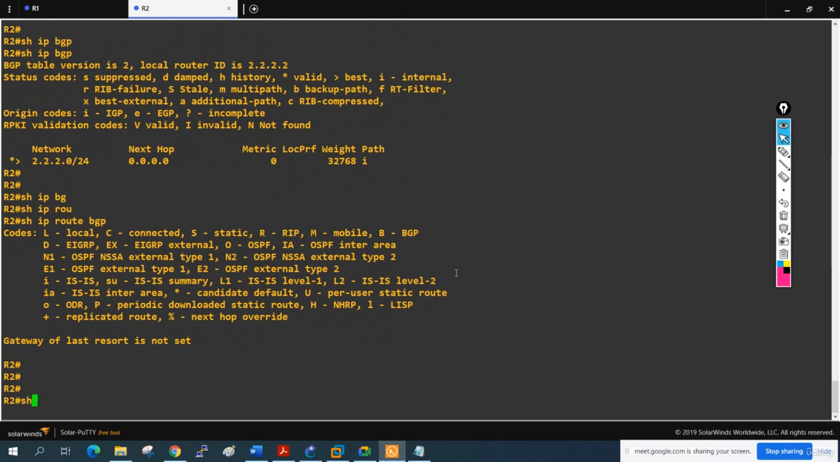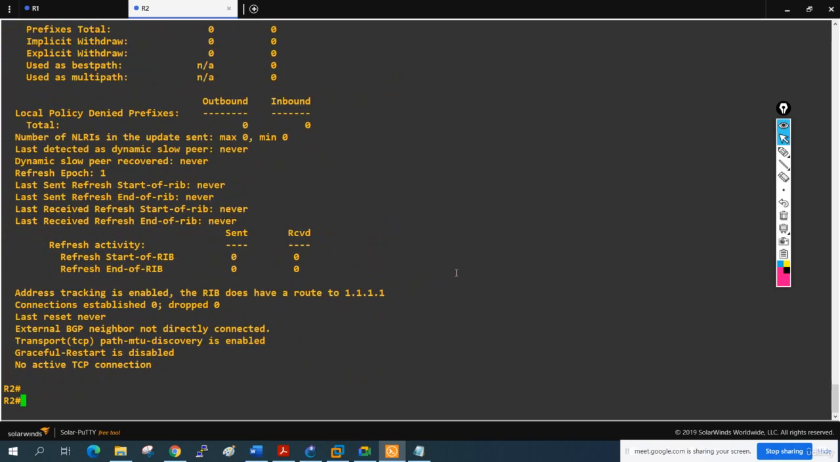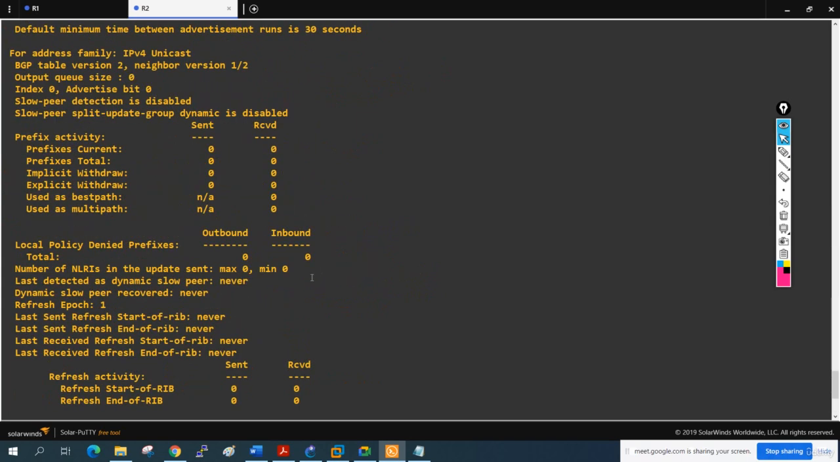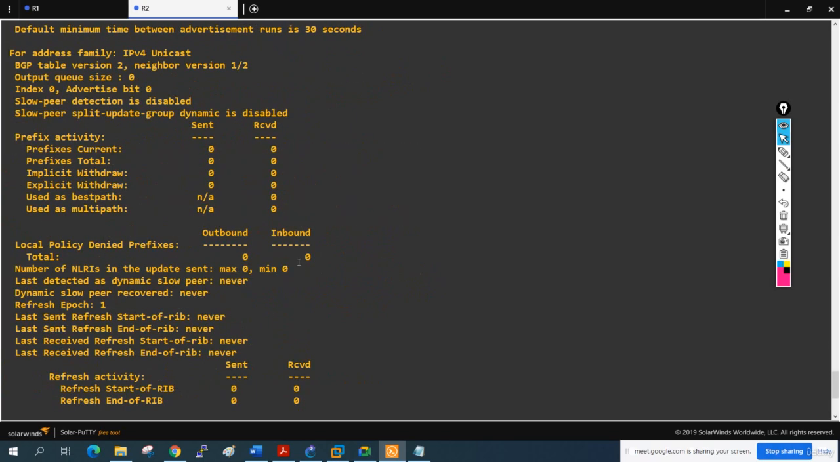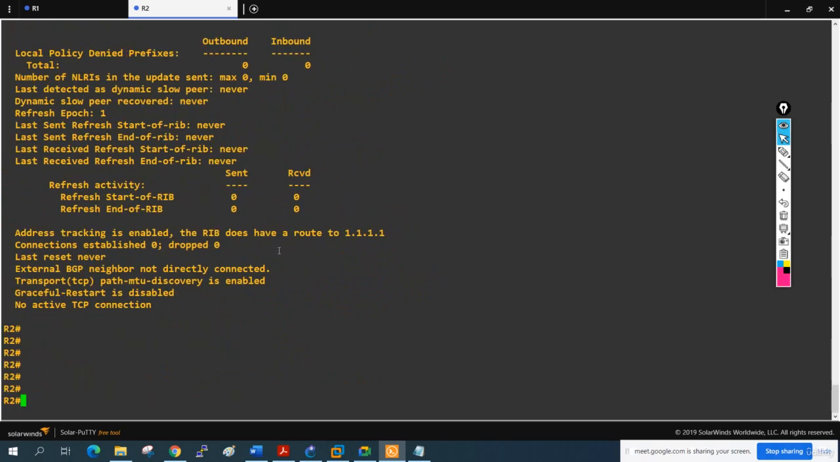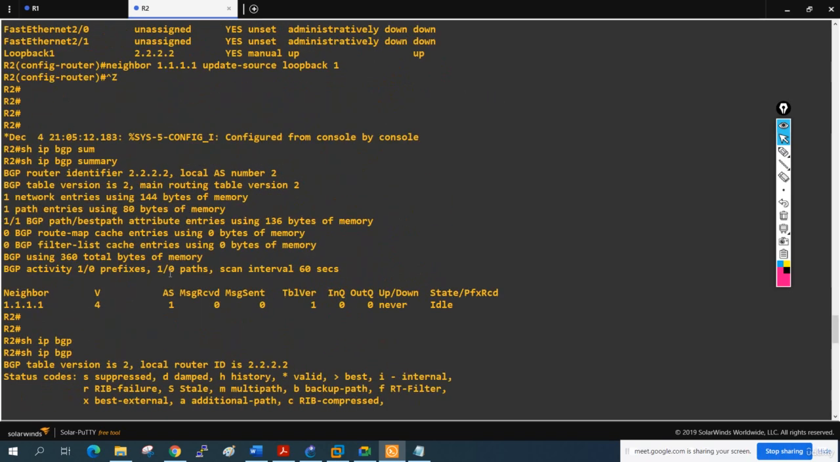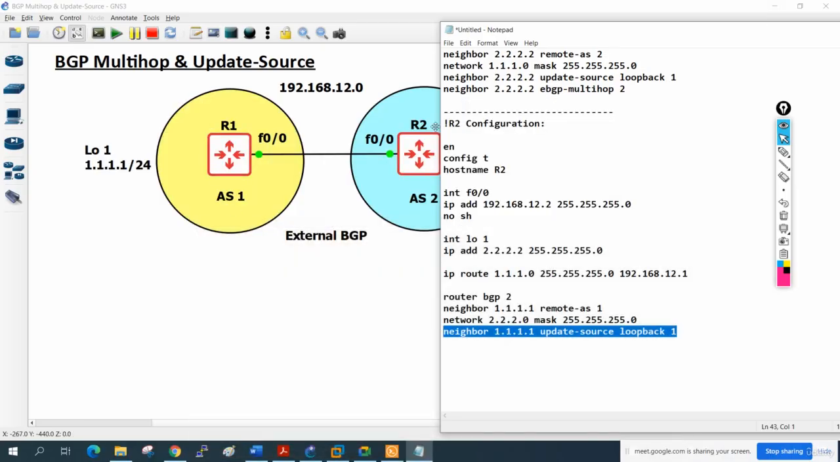And here we cannot see because only when we make the neighborship can we check. Let me show you. Show IP BGP neighbor. Here it is not showing the TTL value because they still did not form the neighbor. When they form the neighbor, we can see the TTL value. So here the issue is our TTL value is 1 and it is going to expire because we are going from this loopback to that loopback.